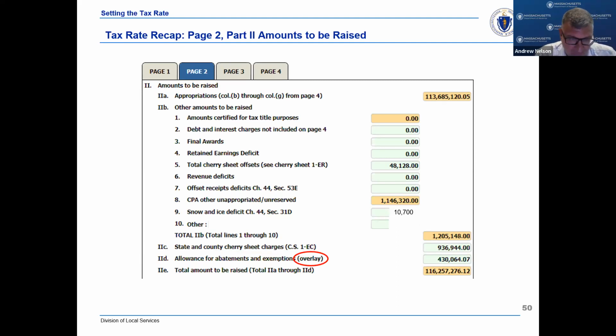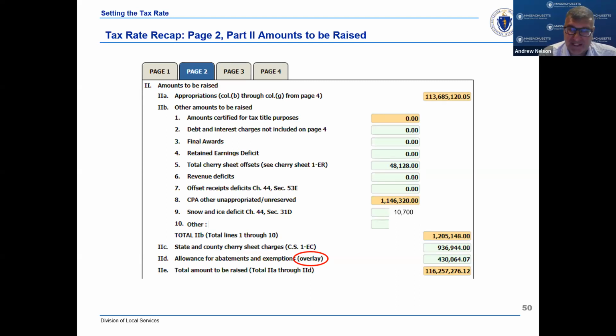Number 9, snow and ice. That can be a huge number. Hopefully you've prepared for it and fit it into your budget if you're raising it. If you end up with a snow and ice deficit as of June 30th, you can provide for it by any legal fund during the year.